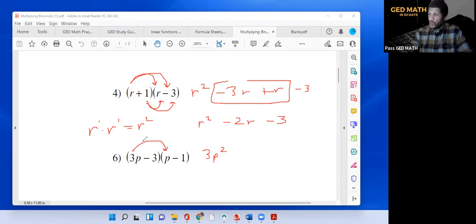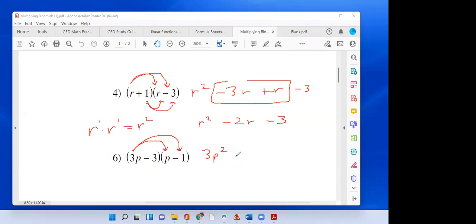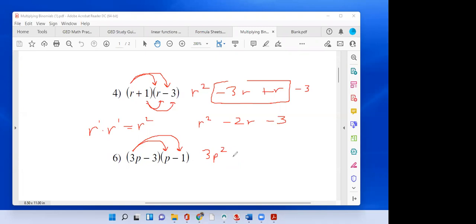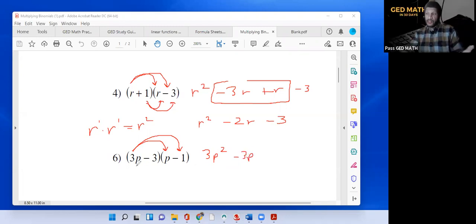3P squared. What's 3P times minus one? Negative 3P. So the first thing you have to recognize is that you're multiplying the coefficients first. 3 times minus 1 is minus 3, and then you just bring along the variable with you because we only have one variable in one of the terms. So it's minus 3p.